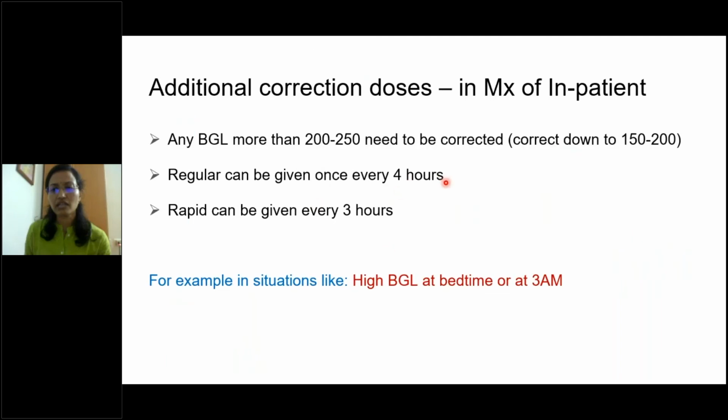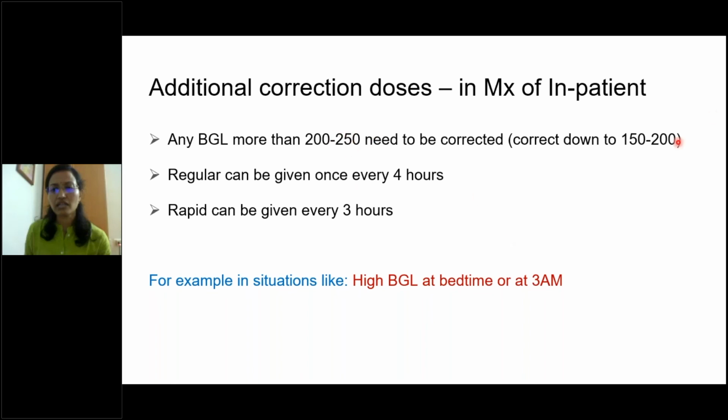And in the inpatient management, when you're doing basal bolus, additional correction doses may be needed even beyond the time frame when we give the prescription. For example, if you face a high blood glucose at bedtime, or at 3 a.m., we don't have a slot at 3 a.m. Just more than 250, you cut it down to 150 to 200.